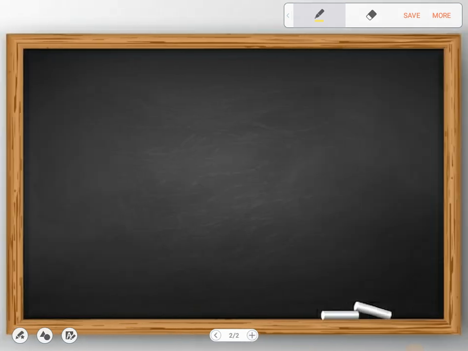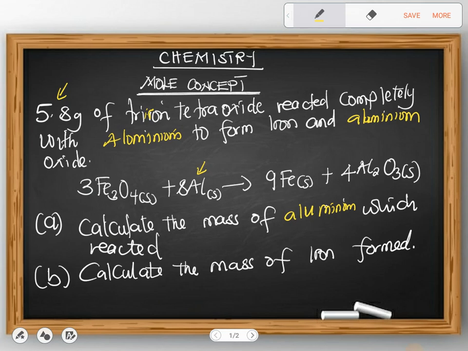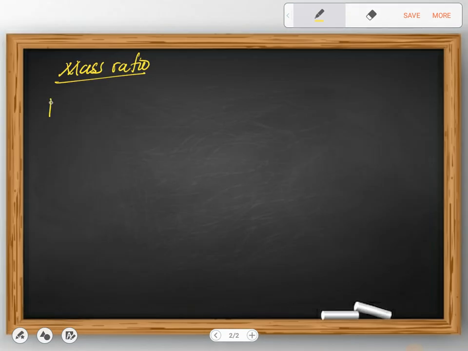There are two ways, and it's up to you which one you follow. The first method is what we call the mass ratio, because it's a straightforward one. In mass ratio, we are looking for this one given this one. So we are going to say this one in ratio with aluminium.